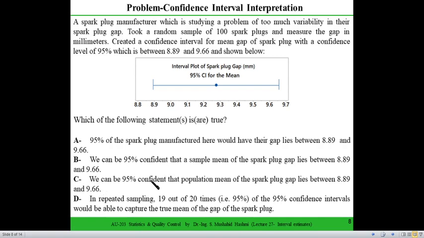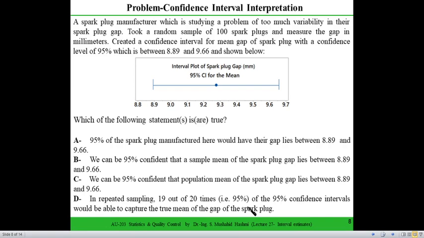Option C says we can be 95% confident that the population mean of the spark plug lies within this interval. As you know, this interval estimate is actually not related to samples; here you're talking about the population mean, so we cannot be confident in that way. The third part, in repeated sampling, 19 out of 20 times, that is 95% of the 95% confidence intervals would be able to capture the true mean of the spark plug. So the last one, D, is the correct answer.